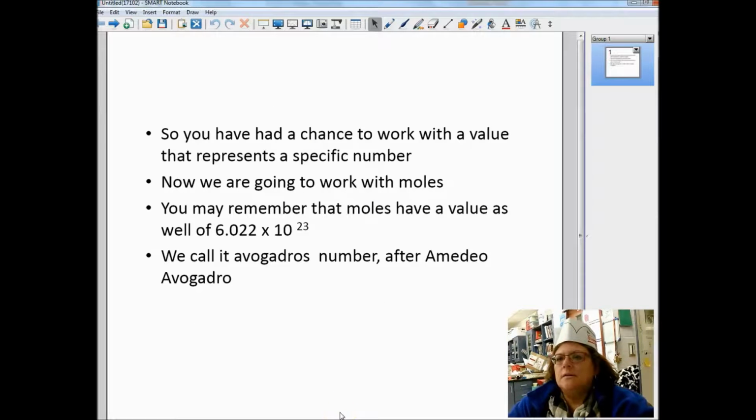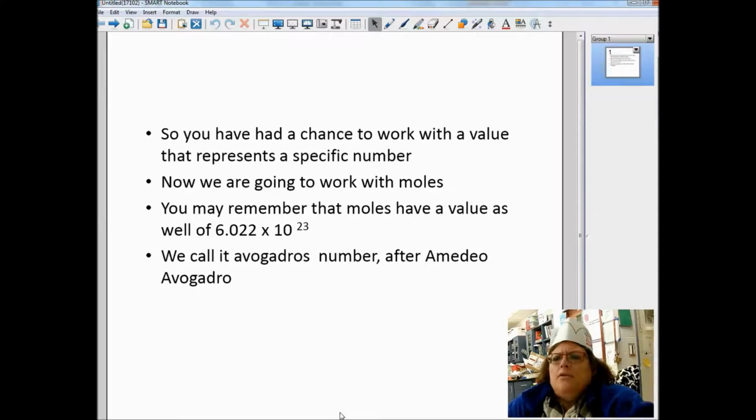So why are we talking about this? Well, we cannot count an atom. Atoms are very, very small. So scientists have created a way to represent this, and that value is the mole. Mole means little pile or heap. So a pile of atoms is a mole.